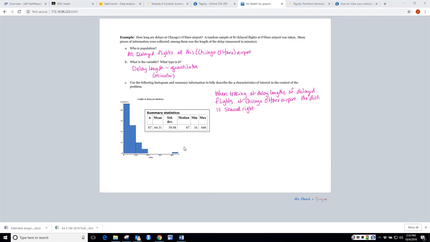And are there any unusual numbers here? There definitely is this one out here that had a very long delay length of 448 minutes. So we definitely have an unusual observation here of the 448 minutes.